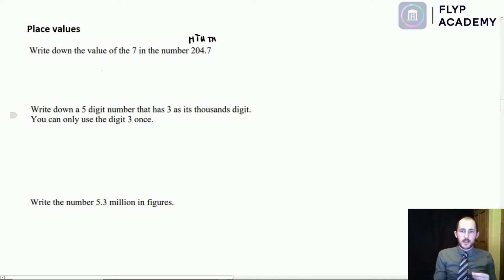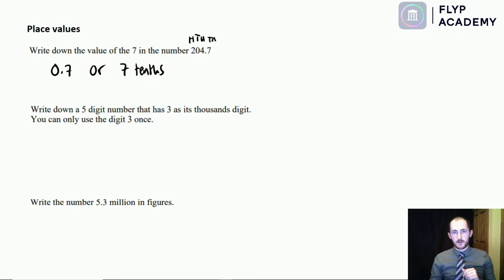So the value of the 7 isn't 7, it's 0.7, or both answers are equally valid, 7 tenths. Both answers are completely valid in your mark schemes. So again, hopefully that's relatively okay.